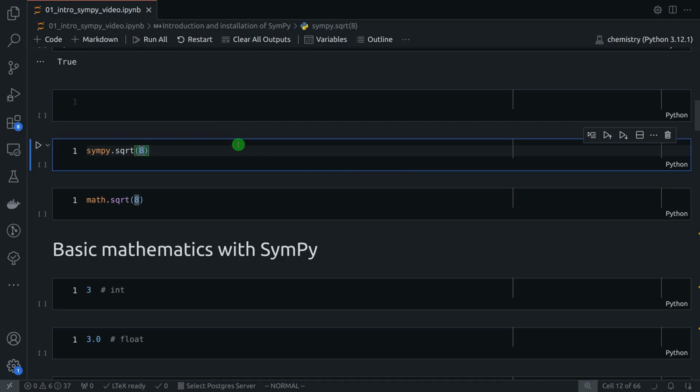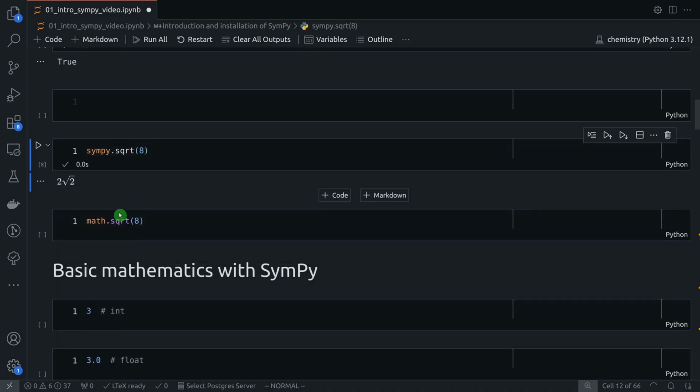Okay, so let's do a square root again, this time the square root of the number 8. We know from mathematics that this is a square root that can be simplified as 2 square root of 2. So let's take a look at the result. We have 2 times the square root of 2. This is what is expected from a mathematical point of view because we can represent 8 as 2 times 2 times 2, and this is the same as writing 2 to the power of 3, and we can simplify this inside the square root as 2 times the square root of 2. So that's why the result is the way it is.